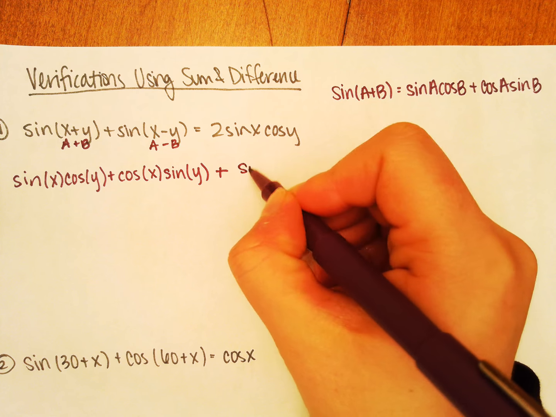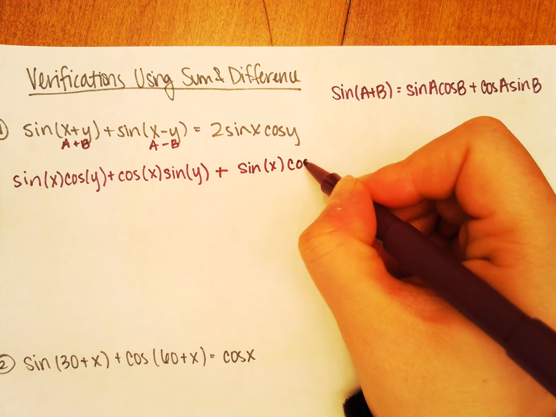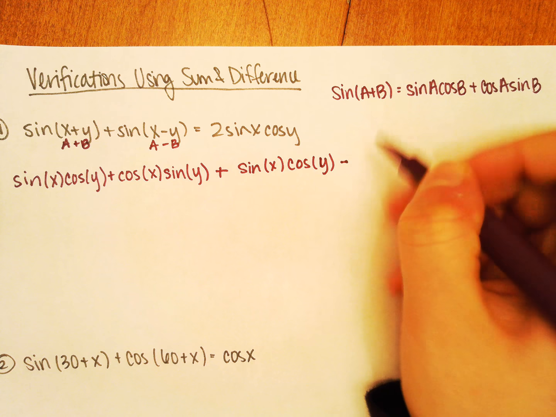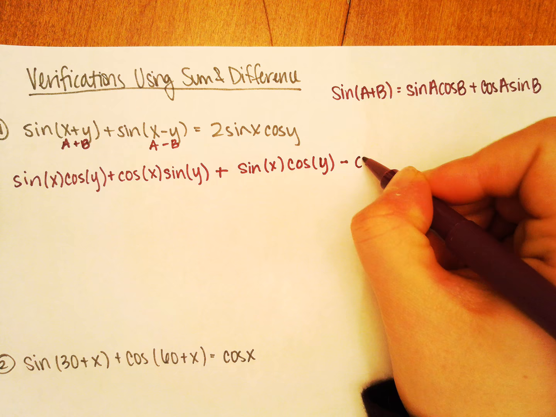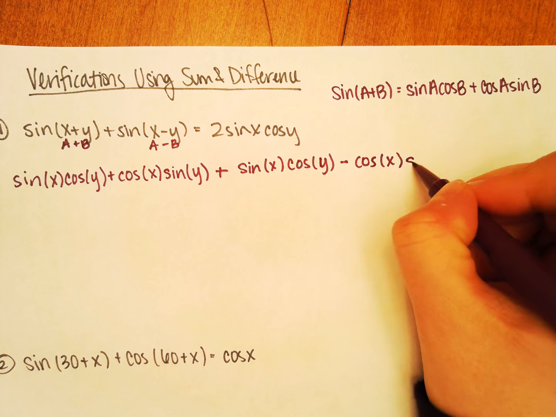So we'll have the sine of a, which is x, the cosine of b, which is y, minus the cosine of a, which is x, and the sine of b, which is y.